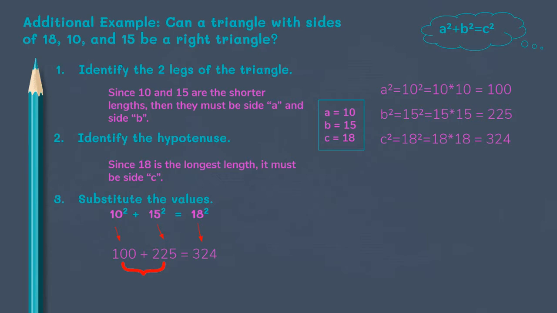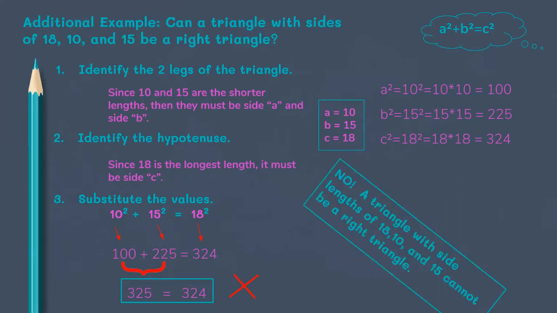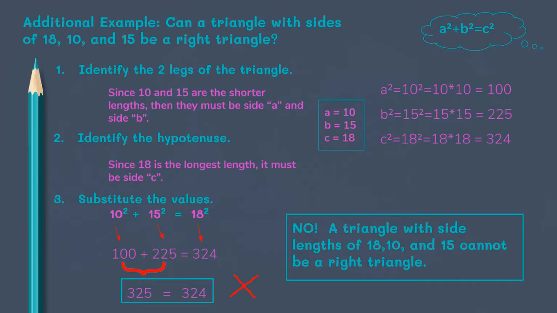Now we need to test it and make sure that it's true. If 100 plus 225 is not 324, then our theory will not check out. It will not be a right triangle. When we add 100 and 225, we get 325, which is not equal to 324, which means our conclusion has to be no. A triangle with side lengths of 18, 10, and 15 cannot be a right triangle.